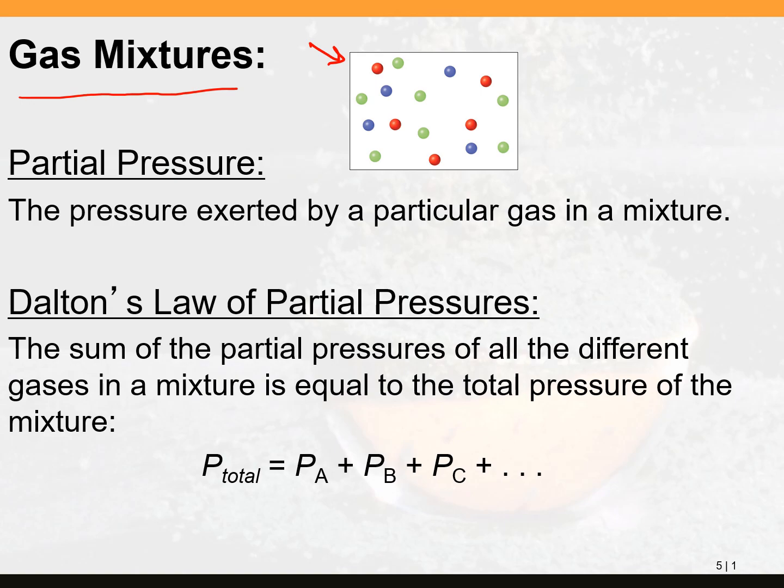Let's say our red gases are A molecules. The blue molecules represent, let's say, B. And the green molecules, let's say they represent gas C. Each gas exerts some pressure, and we can actually give a name to that pressure, the pressure exerted by a gas itself, a particular gas in a mixture. We call this partial pressure.